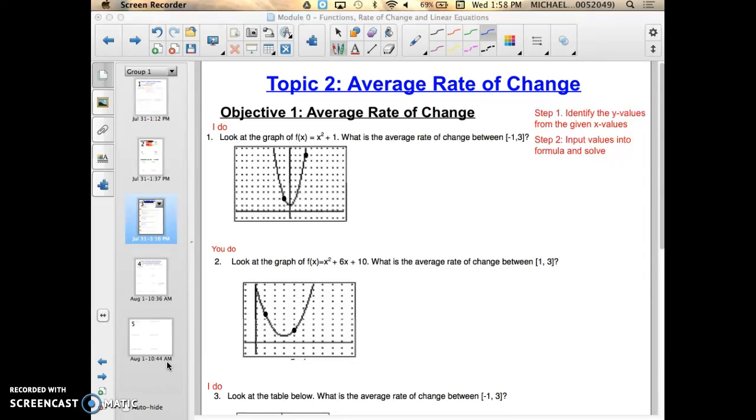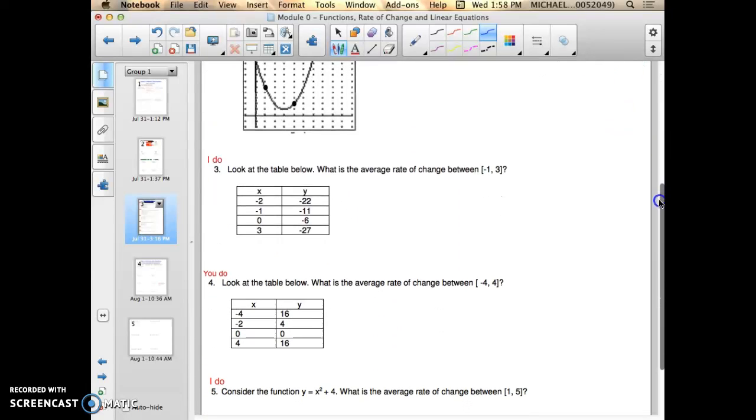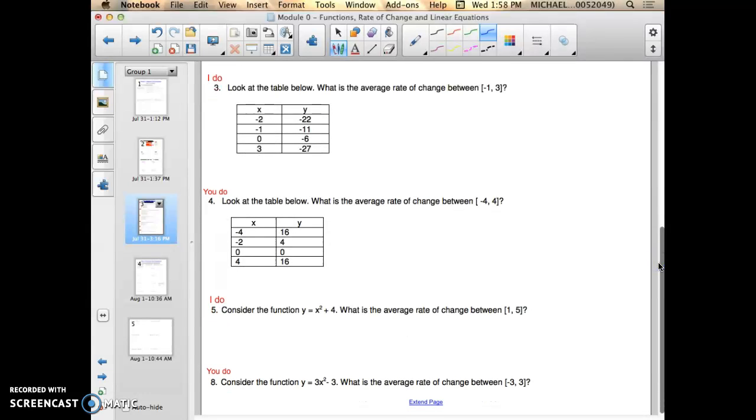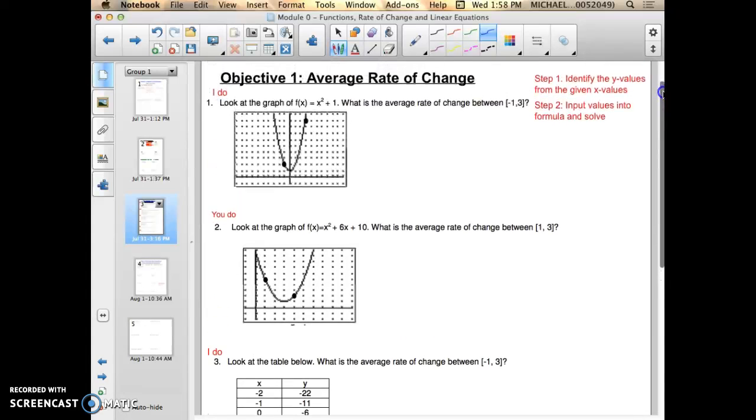The first example will be based off if you're given a graph of a function. The second example will be based off if you're given a table of a function. And finally, the function itself down below. So to begin, let's look at a graph of a function.